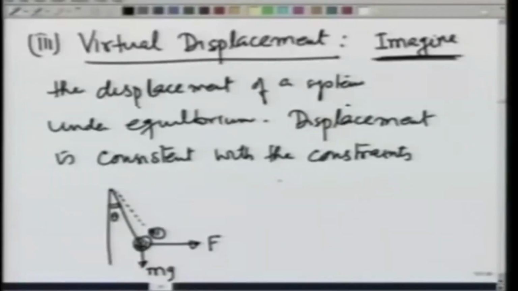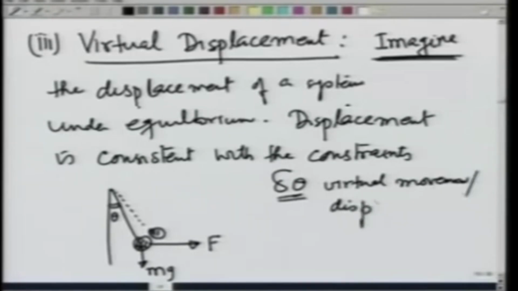It is usually given by the symbol delta. So, delta theta, virtual movement or displacement. On the other hand, if I moved the bob along the string, the length of the string would change, and that motion would not be consistent with the constraint condition. Therefore, I cannot call that motion a virtual motion.